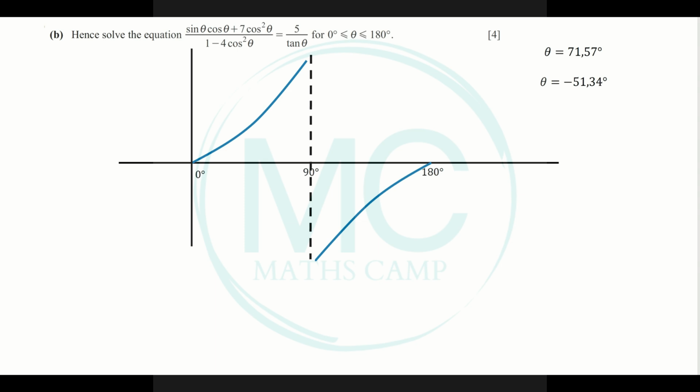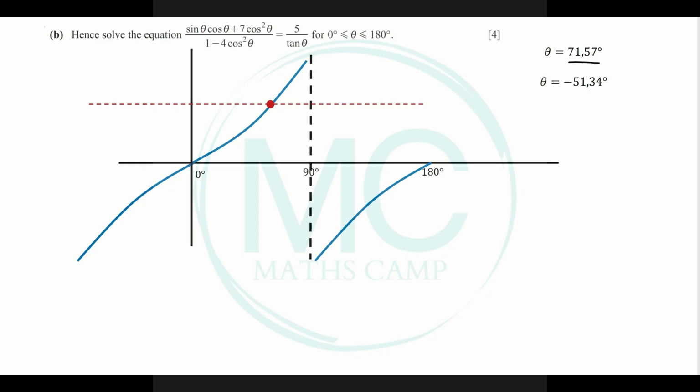But one of my values of theta is negative 51.34 degrees. So I am going to include part of my graph for negative degrees as well. The first value of theta that we found is 71.57 degrees, and that will sit around about here. Now I can draw a red line through my point, and this line does not touch my graph anywhere else. So there are no other values of theta that I need to consider for this point.